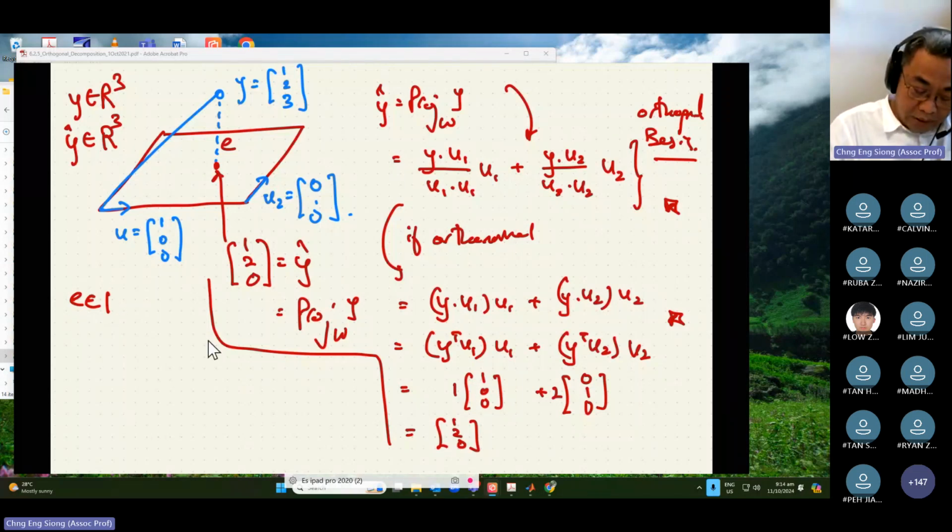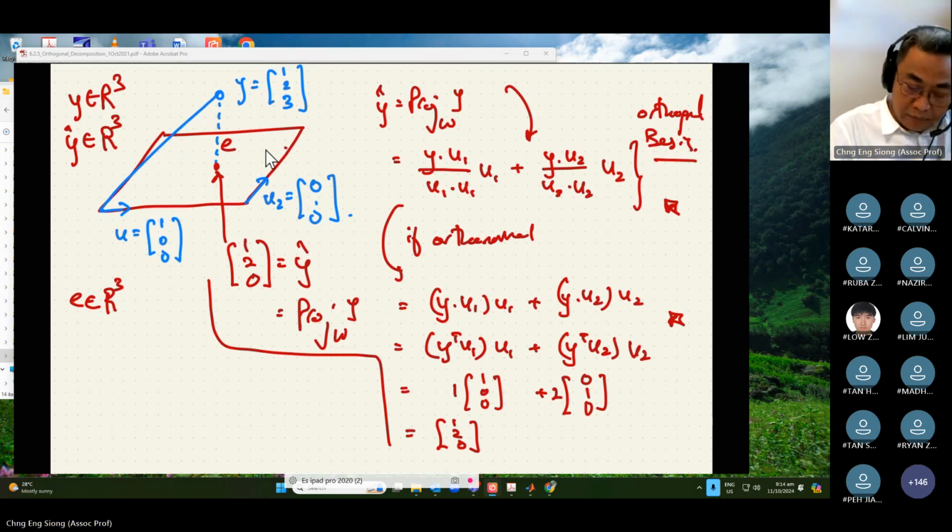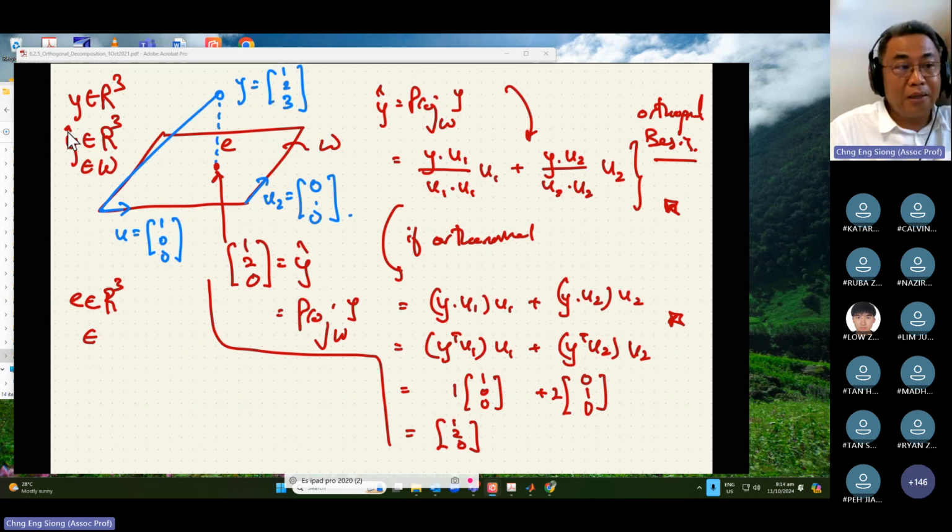R3. Yes, it still belongs to R3, but not in this W space. It doesn't belong to the W space. Y hat belongs to the W subspace. Y hat is an element of R3, but it's an element of W as well. Y is an element of R3, the complete R3. E is also an element of R3, but it is not an element of W. It is an element of, guys, what's the answer?